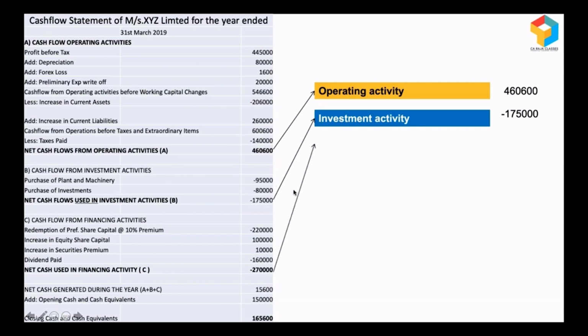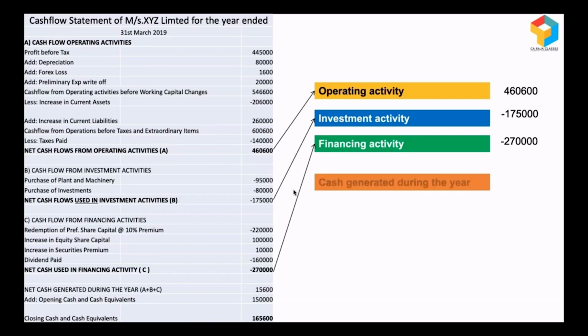Then look at the next key item, that is financing activity, and it is a negative cash of 2,70,000. It means to that extent cash had gone out. And if you want to know what are those components, you can go to the cash flow statement and you can see. And now if you add all the three, you get to know what is the cash generated during the year, and it's 15,600.